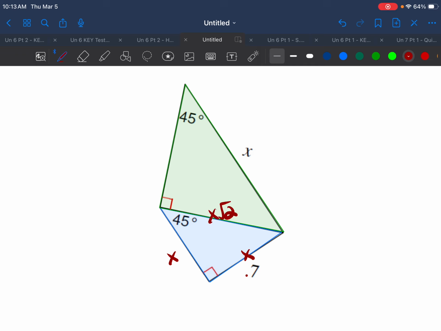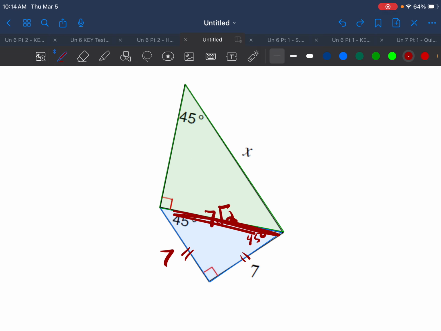So when I go from leg to hypotenuse, I'm going to multiply. We should know that the legs are equal. So I'm just going to have 7 and 7, and then times radical 2 is going to give me 7 radical 2. All right, so I've labeled all three sides in the blue triangle. Now I'm going to move on to the larger green triangle.